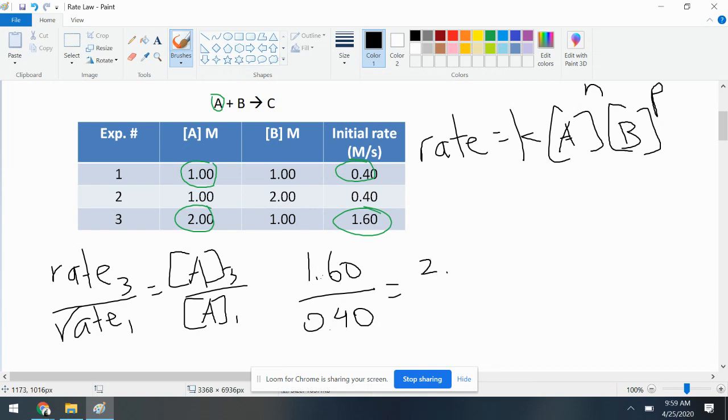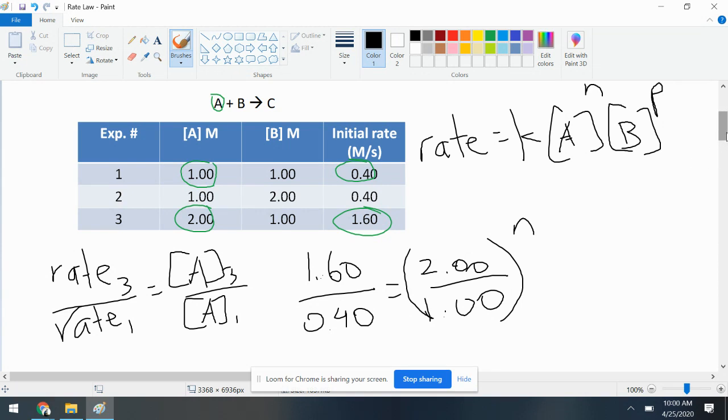You have 2.00 over 1.00. Okay, so make sure again, because of the rate law, it's to the power of n. And that's where you're going to solve for the reaction order. Okay, we don't need the constant when we're trying to figure out the reaction order, so I'm going to leave out k for the constant.